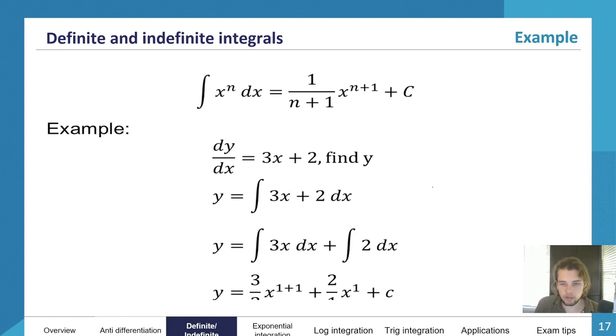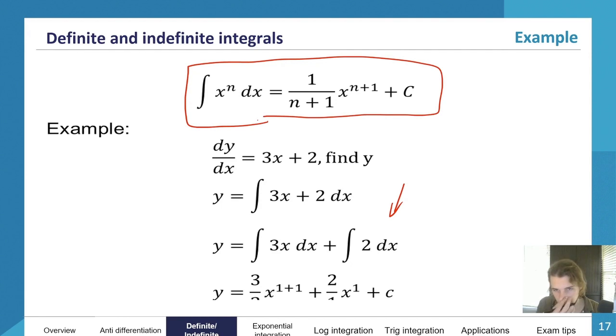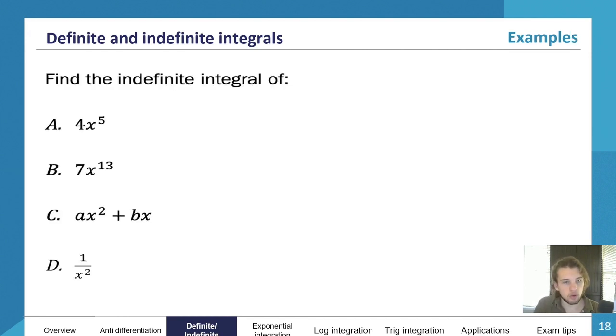So yep, over here they used that strategy. They split it into two to make it more obvious that you can utilize this formula here. So let's find the indefinite integral. So that's the typical anti-differentiation of 4x to the power of 5.